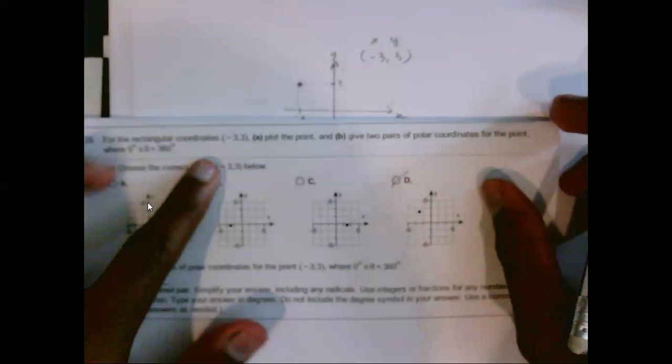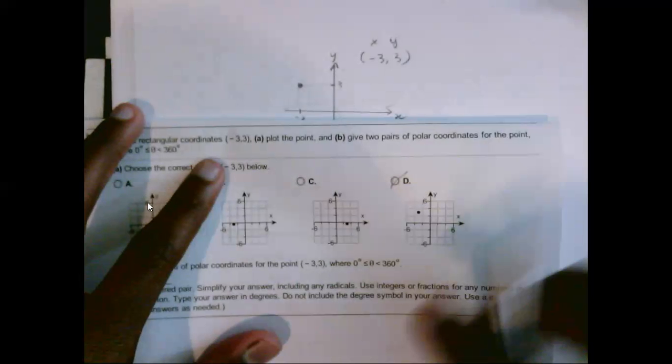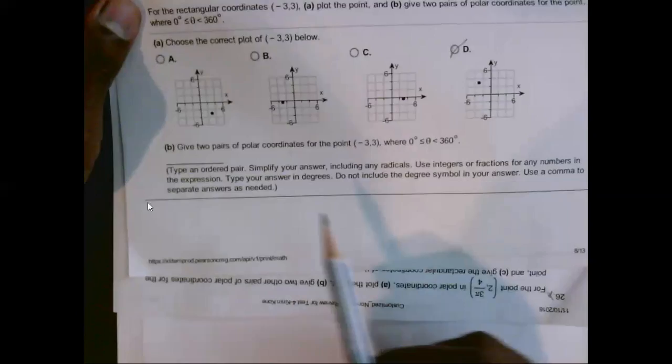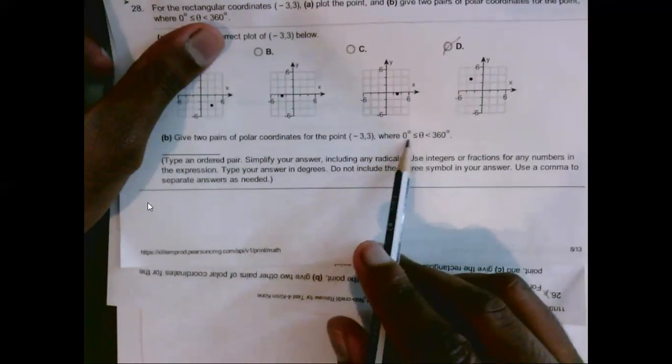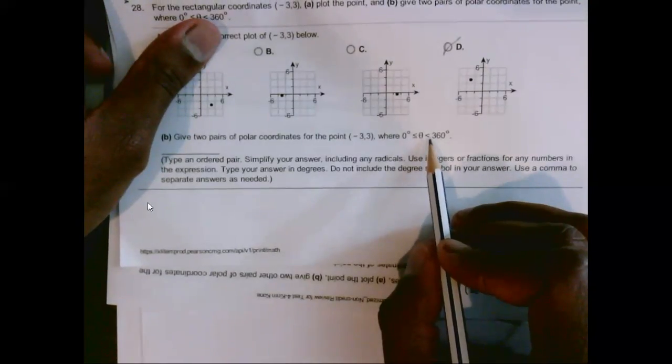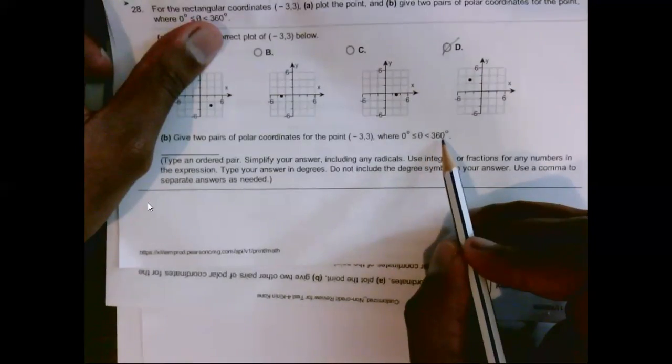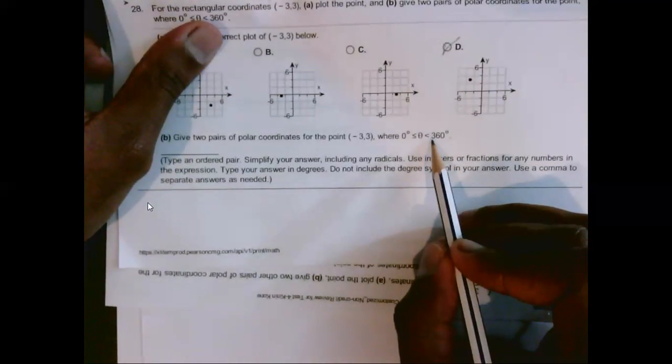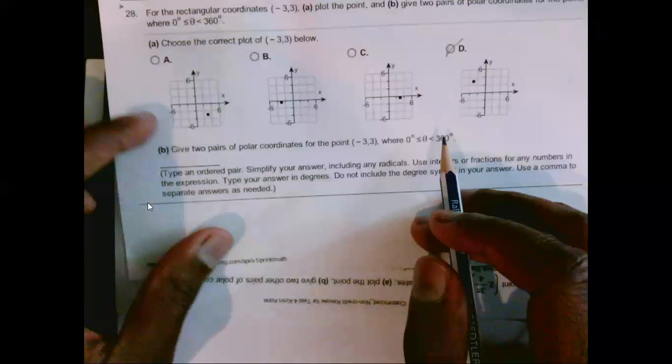When I look at the answer choices, I need to figure out which one matches my graph. A, B, and C are already eliminated, so my answer choice is D, because D looks like my sketch. Now that one is done. The question now is asking to give two pairs of polar coordinates for the point (-3, 3) such that theta is between 0 degrees and 360 degrees. Pay very close attention here: it's not equal to 360 degrees, because 360 is not included, so you don't use that solution. But in this particular example, we don't have to deal with that.